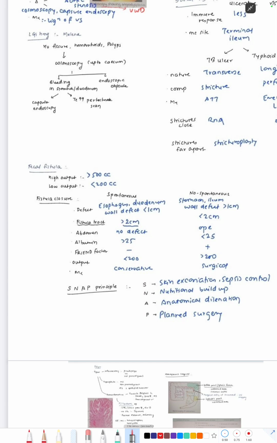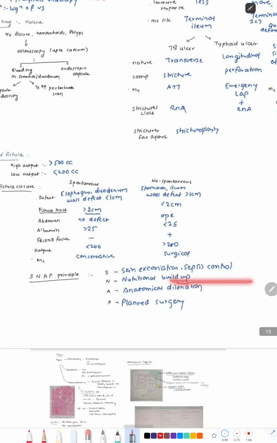The fistula tract, very important. If the fistula tract is long, that is more than 2 centimeters, there are more chances of spontaneous closure. No defect in the abdominal wall, albumin more than 2.5, friend factor negative, output less than 200. In all these cases, there are chances of spontaneous closure. Management is conservative. Then there is a principle called the SNAP principle, where we have to manage skin excoriation, sepsis control, nutritional build-up, anatomical delineation, and the planned surgery is done.